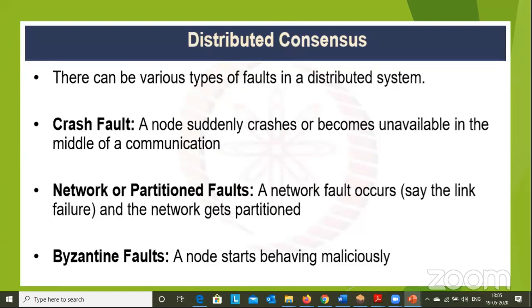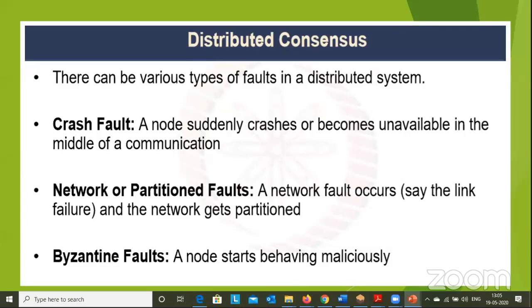There may be a crash fault, where a node suddenly crashes. Suppose the blockchain node is unavailable or something happens in the middle of communication. Who will give the right solution for that? Suppose a part of the blockchain network is disconnected. That is a network or partition fault, which occurs when the network gets partitioned. At that time, who will validate whether a transaction is valid or invalid?